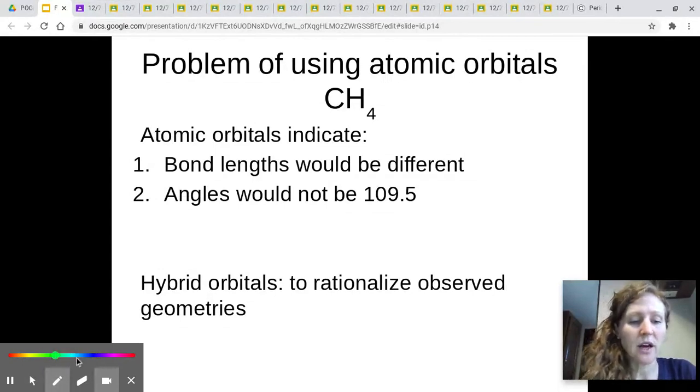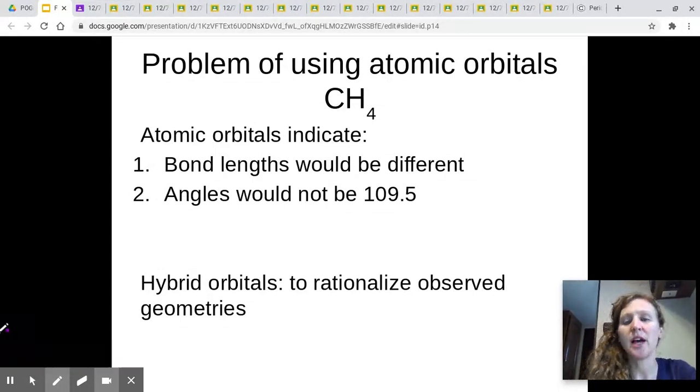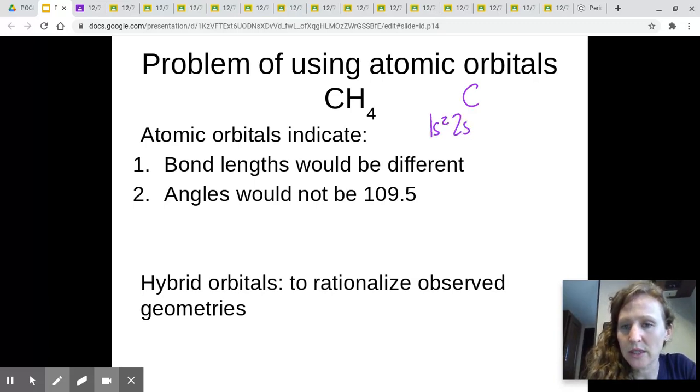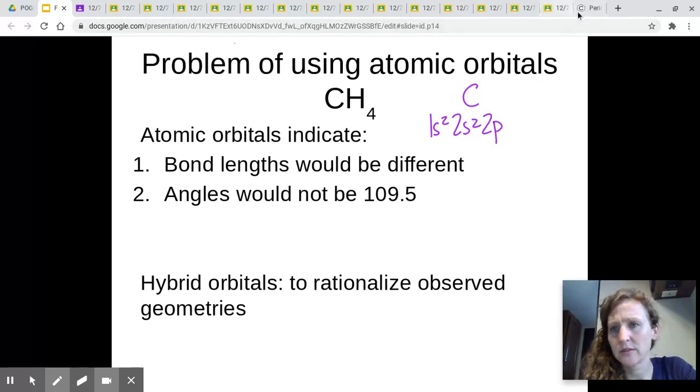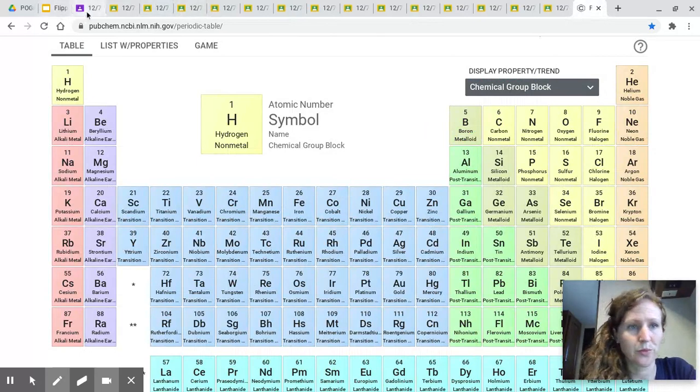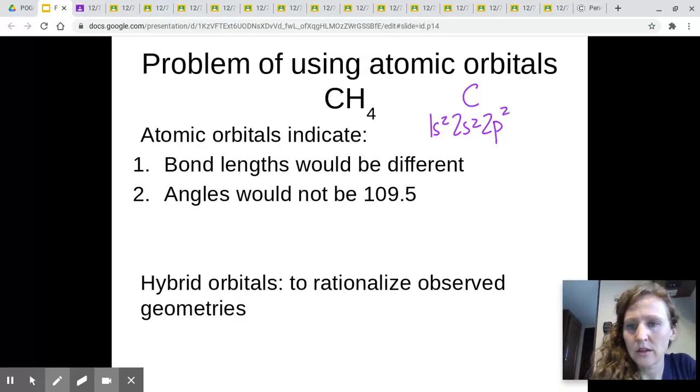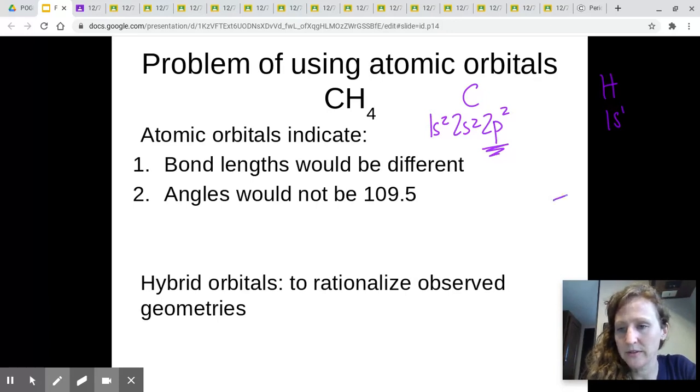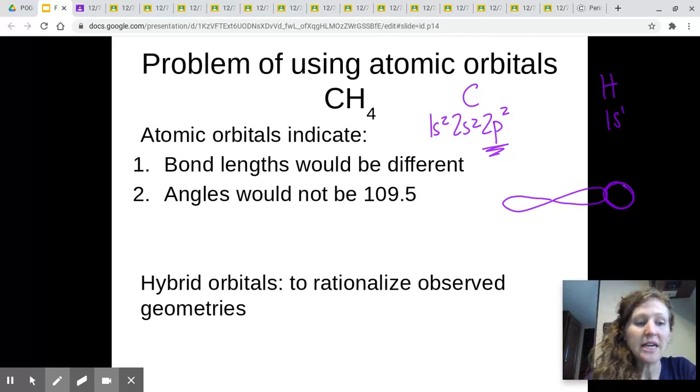So if we are going to talk about methane, and we're going to talk about the atomic orbitals of methane, okay, so we have carbon, 1s2, 2s2, 2p2. And then we have hydrogen, which is just a 1s1, right? So we have the 2p orbital of carbon overlapping with the 1s orbital of hydrogen. And then we have that again.